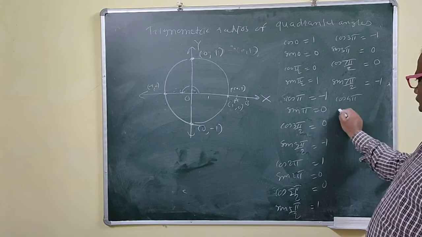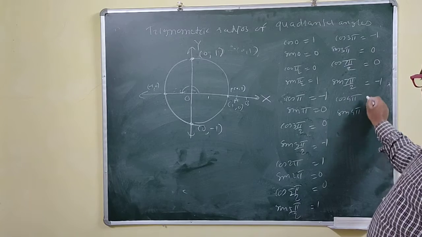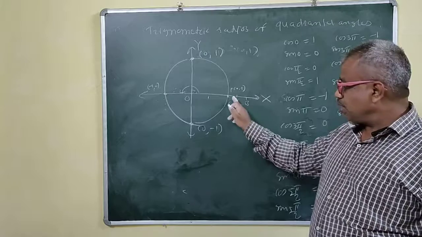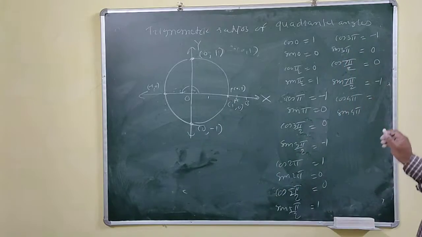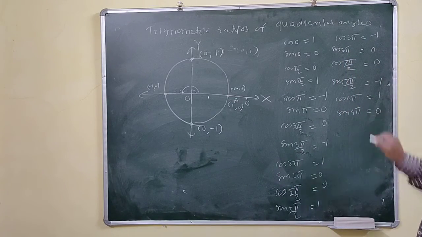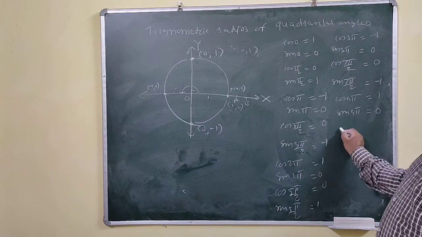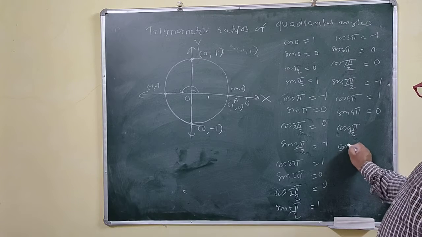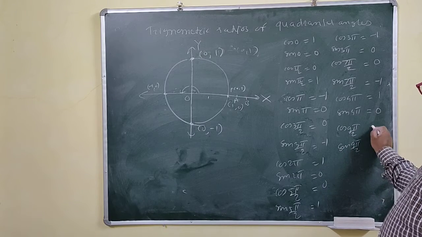Cos of 4 pi, sin of 4 pi. Right? Two complete rotations now. But you are here, what? At (1, 0). Your value of cos is 1, and the value of sin is 0. Right? Again add pi by 2. So what do we get then? Cos of 9 pi by 2 now, and sin of 9 pi by 2.